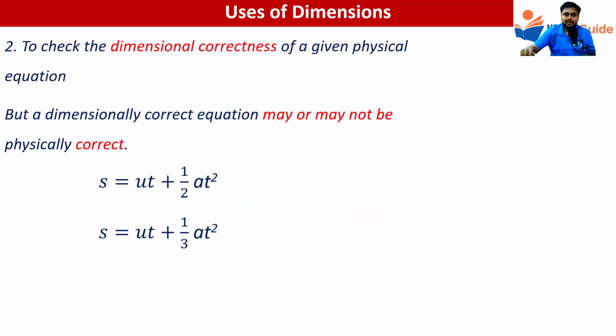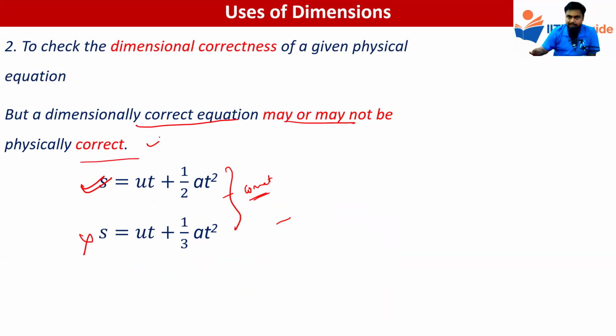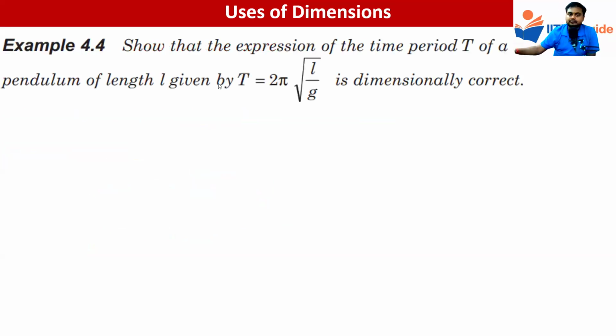Okay. Like s equals ut plus half at square, and s equals ut plus 1 by 3 at square. So both are dimensionally correct only. But we know that this is valid, this is not valid. Okay. So therefore, that's what it is mentioned, that this is the limitation. Dimensionally correct equation may or may not be physically correct. But if it is dimensionally incorrect, then 100% it's incorrect. Okay, show that this is dimensionally correct. Do this.